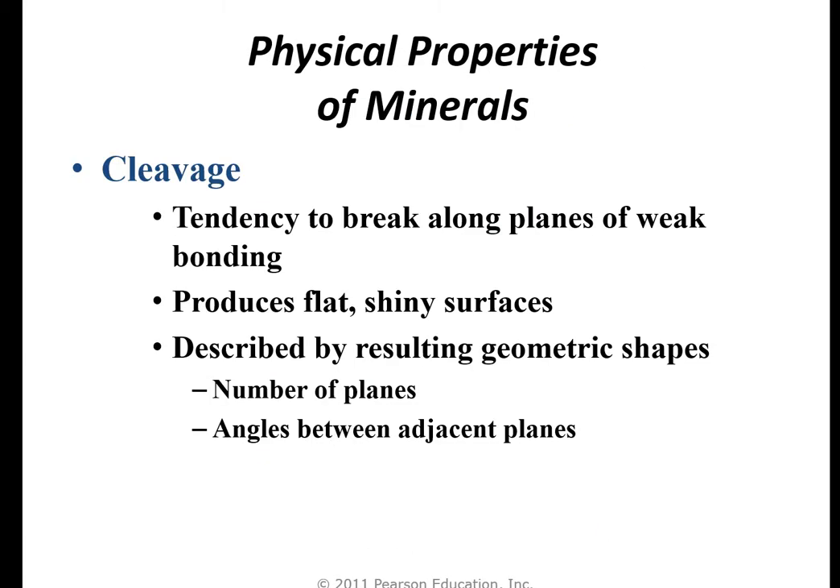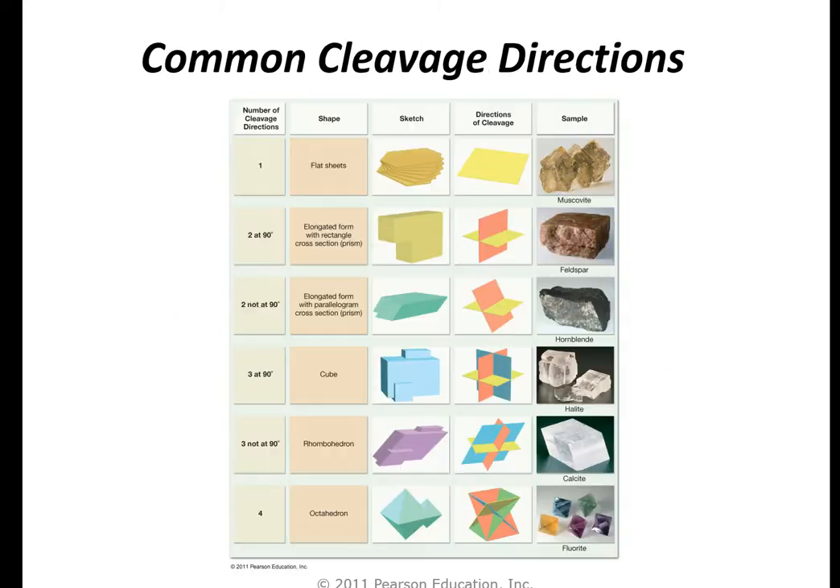Another property of minerals is cleavage. This is the tendency to break along planes of weak bonding. It produces flat, shiny surfaces and can result in various geometric shapes. So here we have different cleavages of different minerals, from muscovite to feldspar, hornblende, halite, calcite, and fluorite. They have various cleavages to them, as you see here in the diagrams.